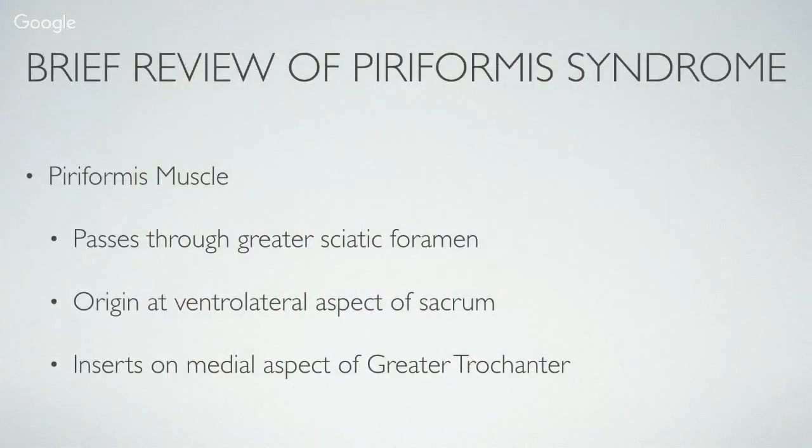A brief review of piriformis syndrome. We talked about that already, but the piriformis muscle passes through the greater sciatic foramen, originates on the ventrolateral aspect of the sacrum, and inserts on the medial aspect of the greater trochanter.